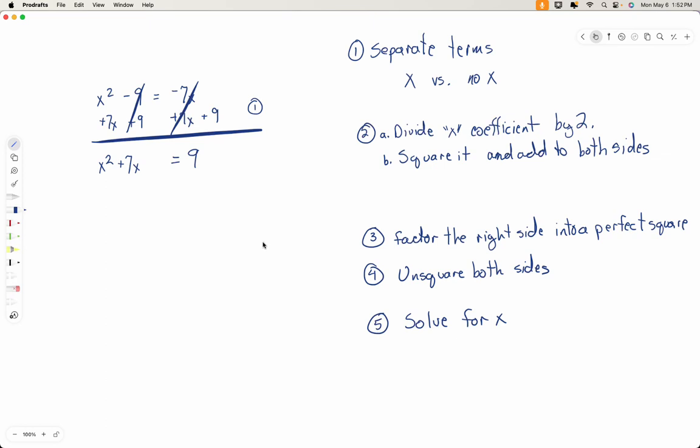All right, so step 2, remember, we take the x term, which is the x by itself, not the x squared, but we take the middle term here, and we're going to divide it by 2, square it, and add it to both sides. All right, so pause the video, do step 2 on your paper, and then press play to see if you and I have the same answer.